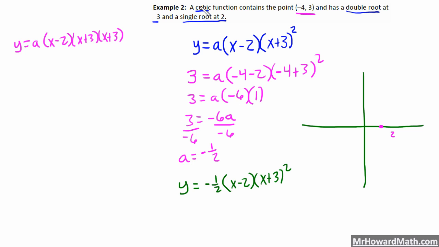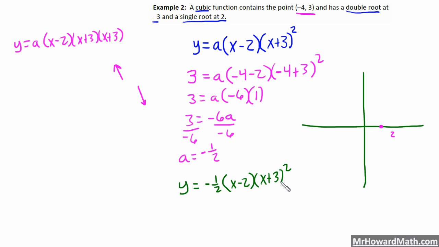We know that we have a cubic graph, so we know our end behavior is that of a cubic graph, and we have a negative out in front here, so that's going to be our end behavior. I'll write it over here, it's going to be up to the left and down to the right. So that's what our end behavior looks like.